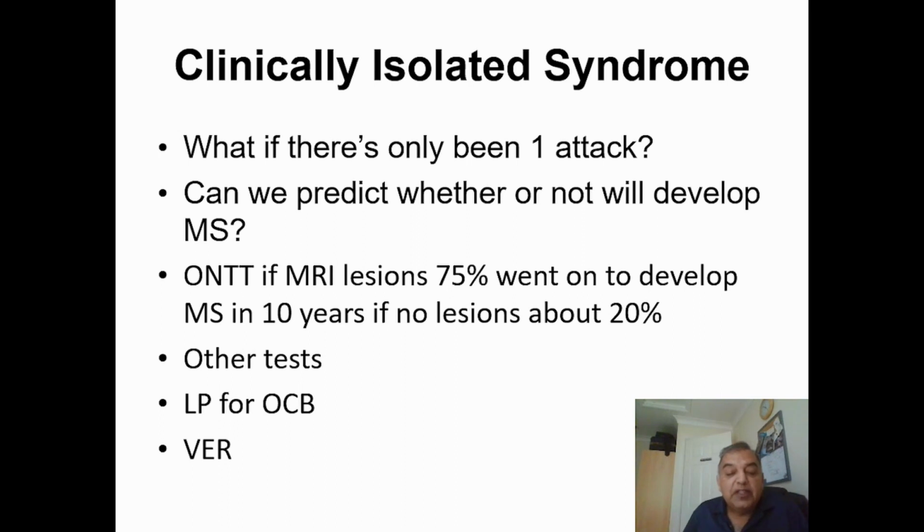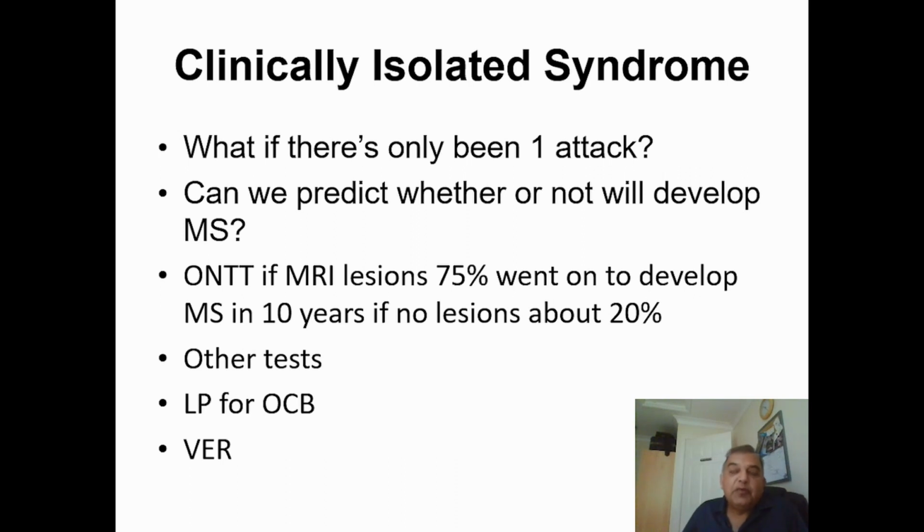Could we predict whether the patient will develop MS or not? If the MRI lesions are significant, then the ONTT, which stands for the Optic Neuritis Treatment Trial, was a big trial in which lots of sub-arms were there, and so lots of other studies came out of it. But if there were MRI lesions suggestive of MS, then 75% went on to develop MS in the next 10 years. If there were no lesions, then it was less than 20% of people.